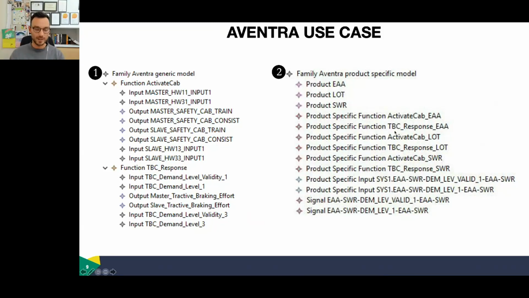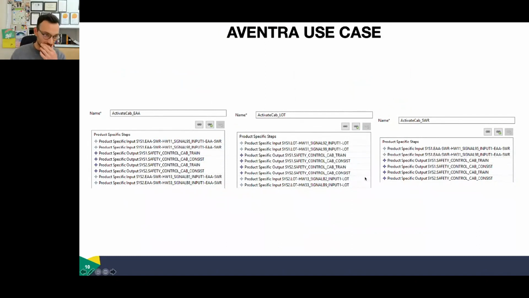And again, we did this using the language that we developed, and this is a piece of the model for the Aventra family. Here we only see, for instance, 3 trains, and then we only see a few functions for each train. So in this case, we can see that we have the activate cab function that is specified both for the EAA train and for the LOT and for the SWR train. But also we can see all the specific signals that are inside each and every product, inside each and every train.